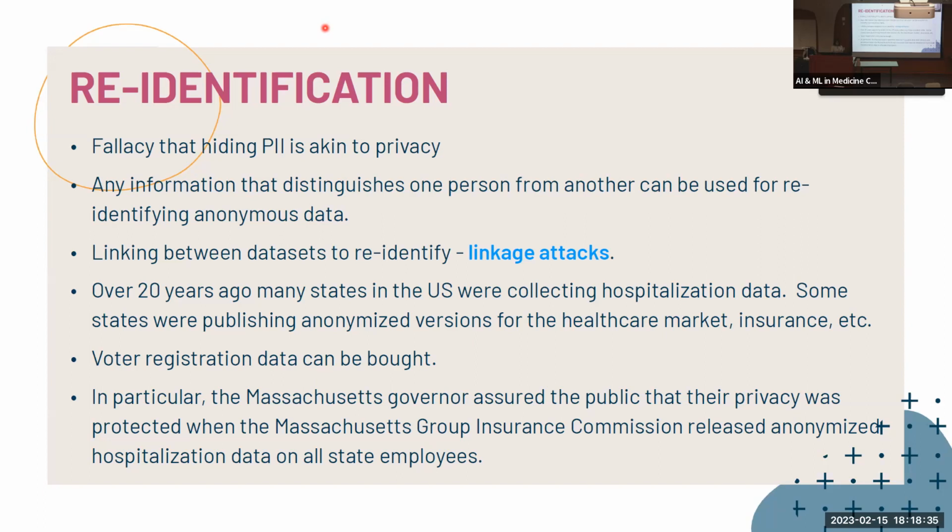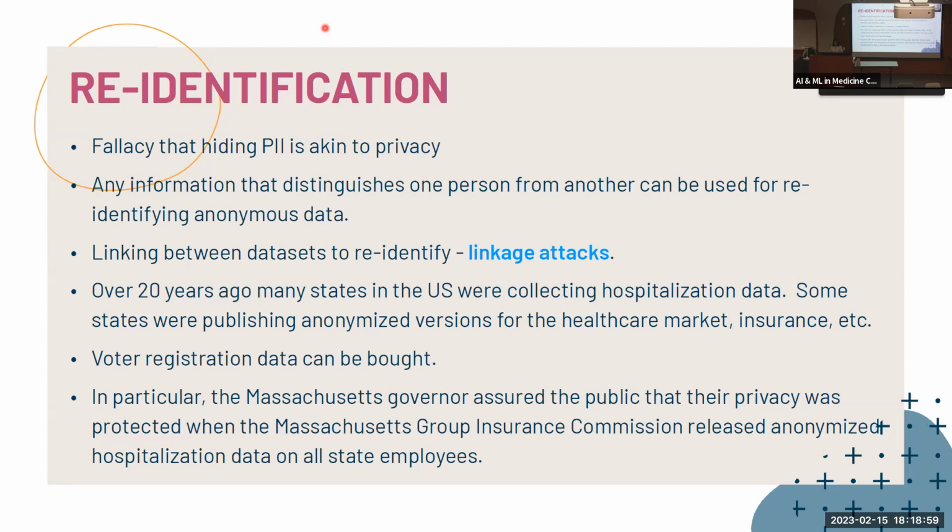the insurance market. And on the other side, in the US, you can buy voter registration data. This is demographic data about people, like where they live, their zip codes, their birth dates, and so on. And in releasing this anonymized data, the governor said, don't worry about it. The data is anonymized. Nobody will know who you are in this data set.